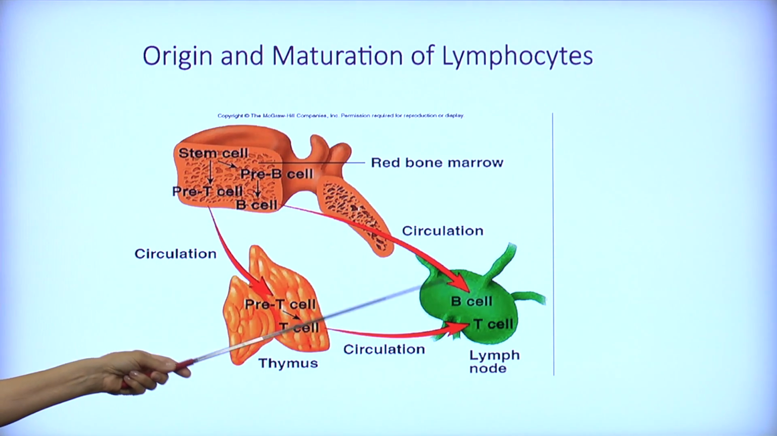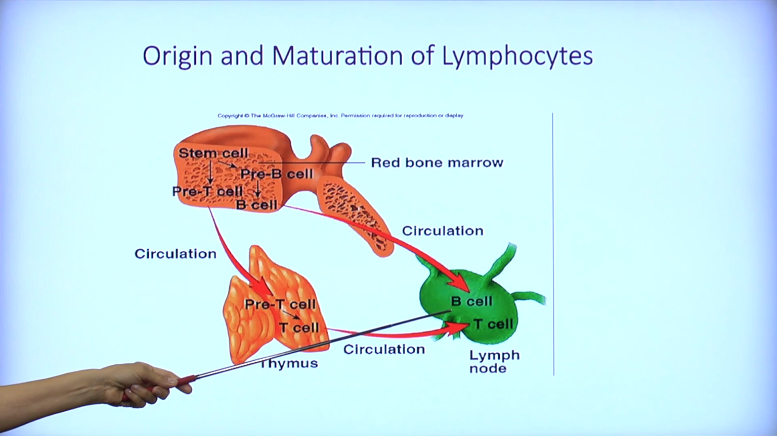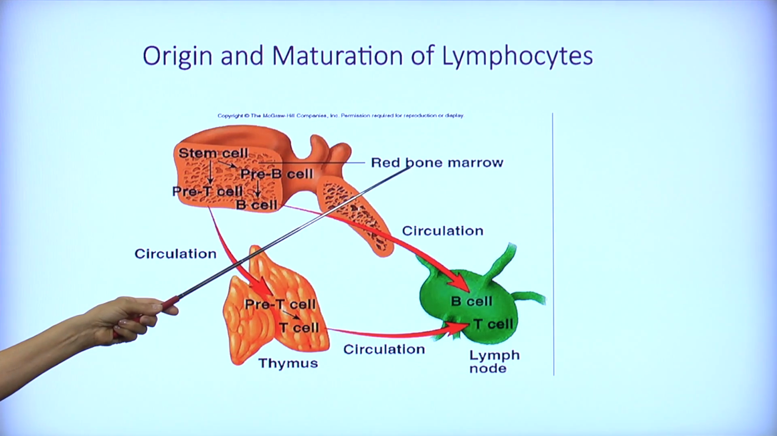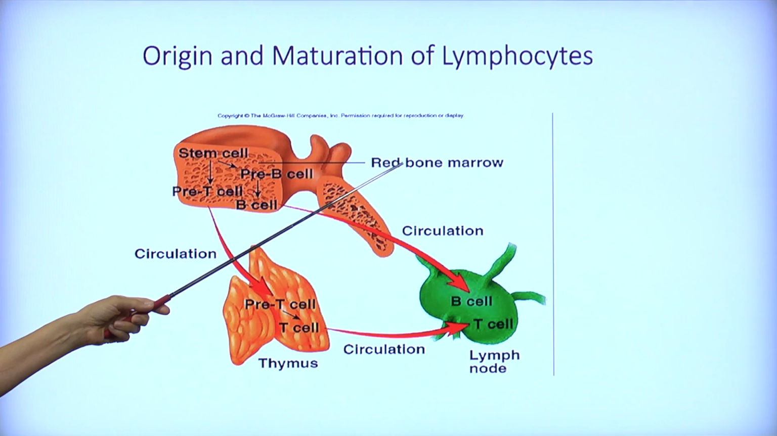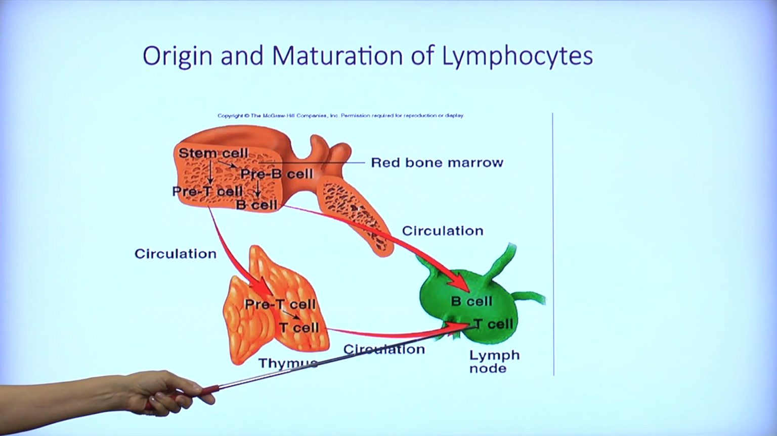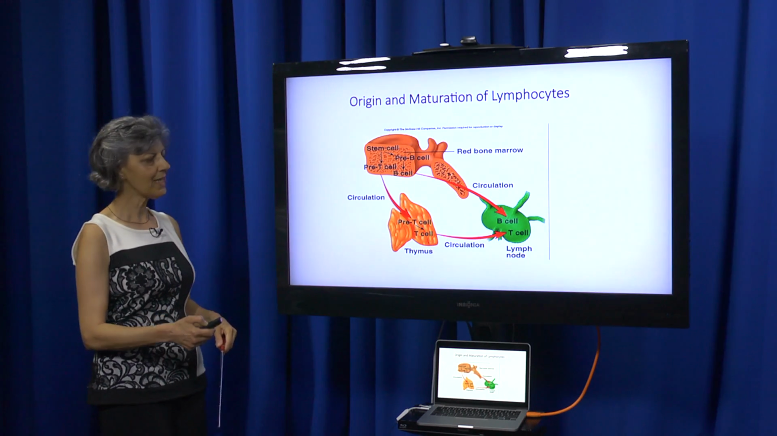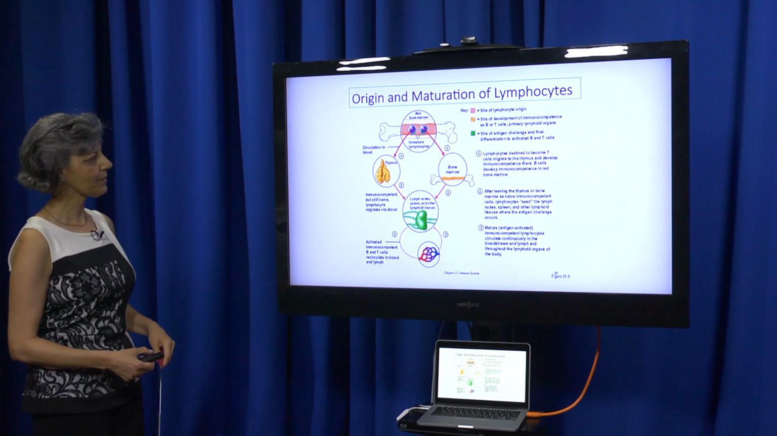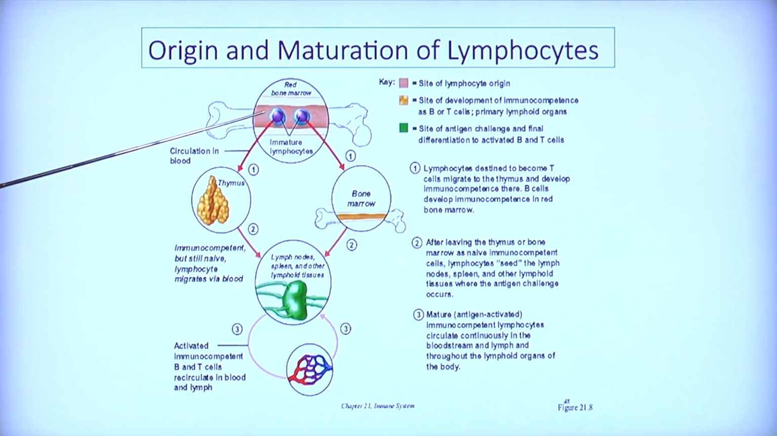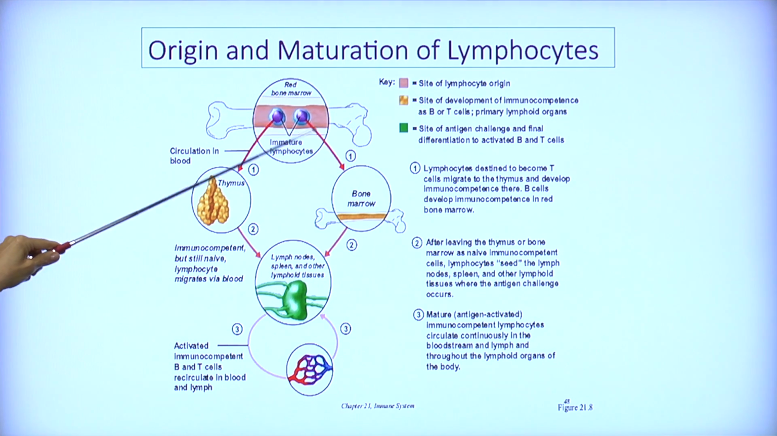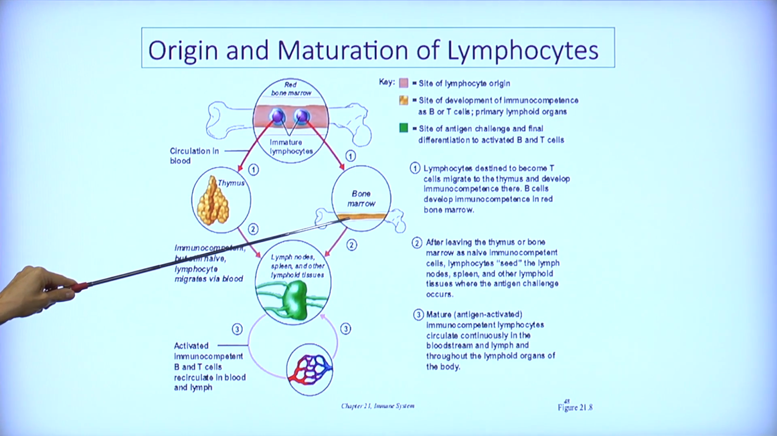The B comes from bone. So the B cell is dependent on the bone marrow for its maturation. The T cell is dependent on the thymus gland for its maturation. We'll look at this process in a little bit more detail. So again, this is the bone marrow. This is the origin of both the B cells and the T cells. The T cell will go to the thymus for its maturation. The B cell will mature inside the bone marrow.